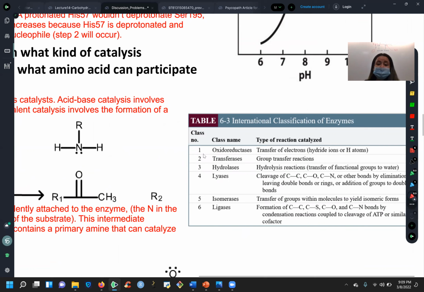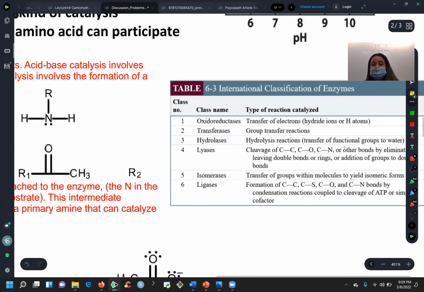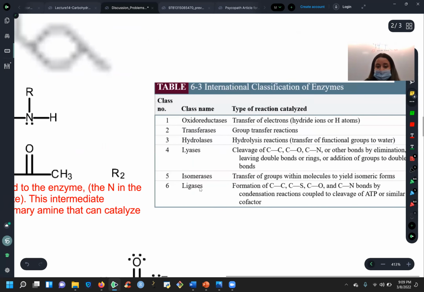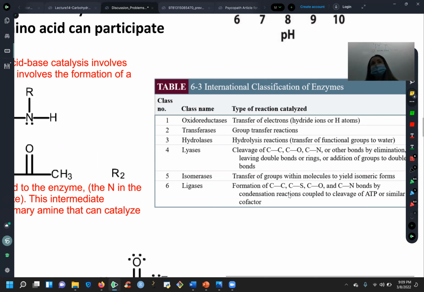So you have 6 different classes of enzymes. You got to know them. You got the names, and then you have the types of reactions that they catalyze. For me, I like to start from the bottom up because it's just easier for me. So ligases: formation of carbon-carbon, carbon-sulfur, carbon-oxygen, and carbon-nitrogen bonds. So anytime you see a reaction and you're like, oh, there's a new bond, then you know that that's a ligase.